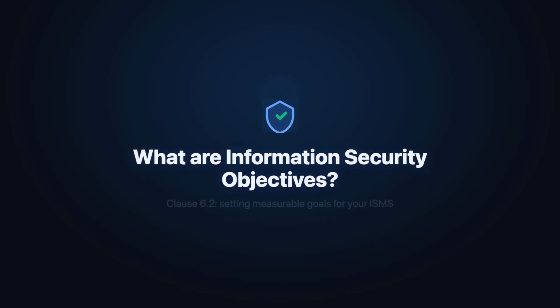An information security management system without objectives is a management system without direction. ISO 27001 Clause 6.2 requires organizations to establish information security objectives, measurable targets that give the ISMS a clear sense of what it is trying to achieve and allow management to evaluate whether it is succeeding. These are not aspirational statements of intent. They are specific, monitored, and planned goals that connect the information security policy to real operational outcomes.